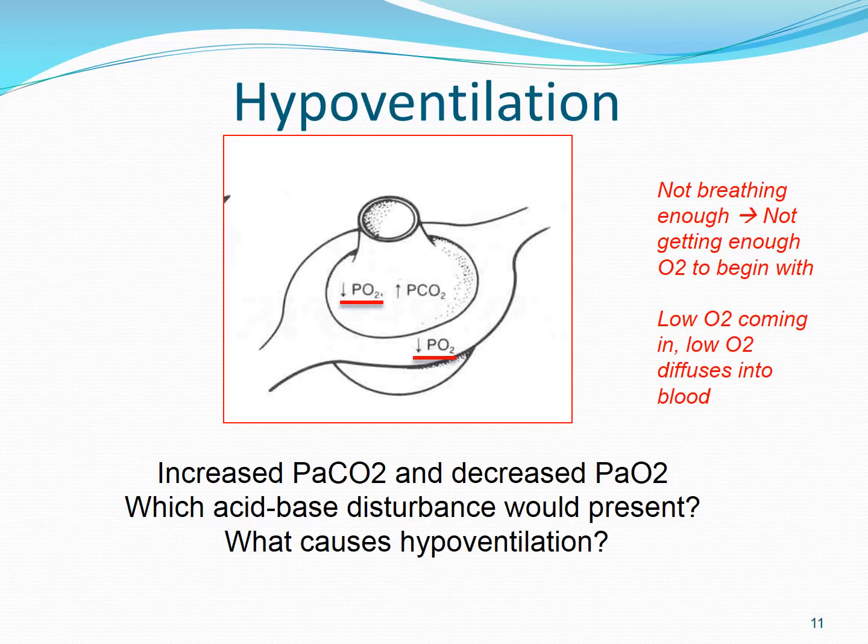So we need to be thinking about what are all the things that can cause hypoventilation. Any kind of CNS depressant, alcohol, even a neurological disorder, even somebody who has a neuromuscular disorder like ALS, all of these can cause hypoventilation.